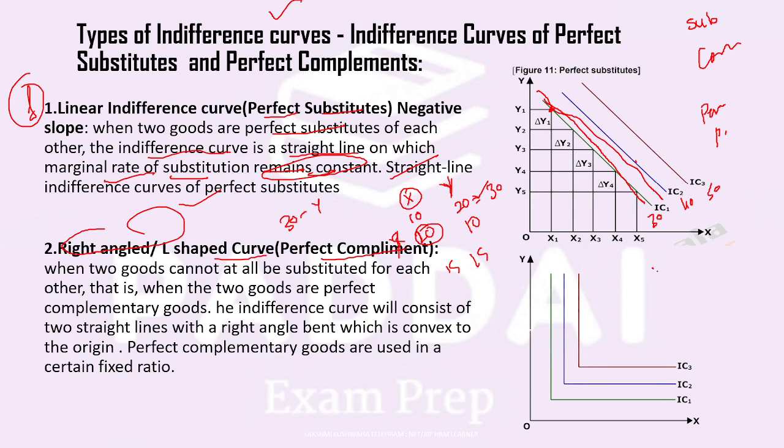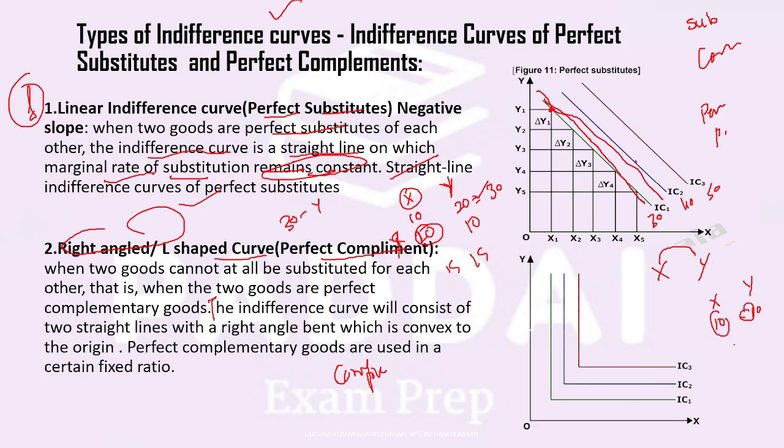Understand, two goods cannot be perfect substitutes. They cannot be substituted perfectly with each other. There would be a combination where they are complementing each other. Complementing each other means if I need X and Y, two goods, for 10X I would require 10Y.